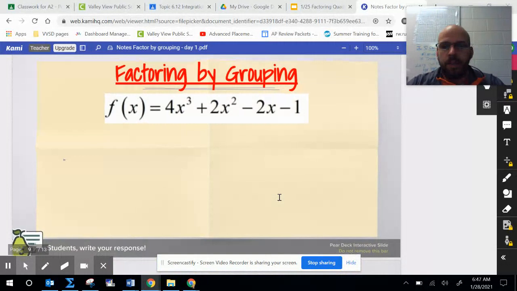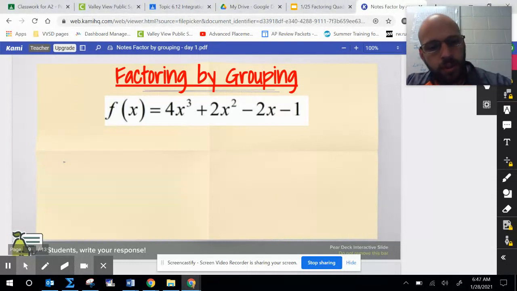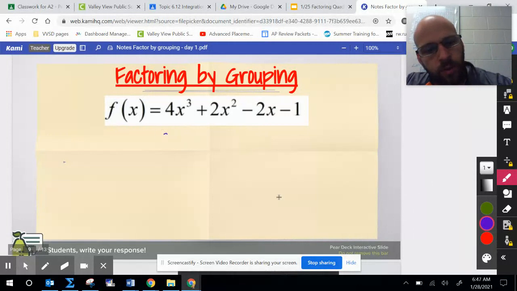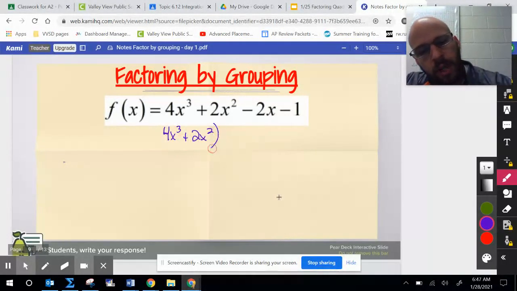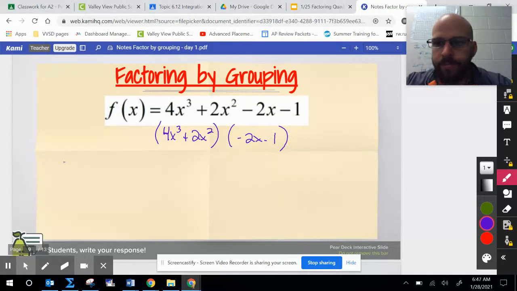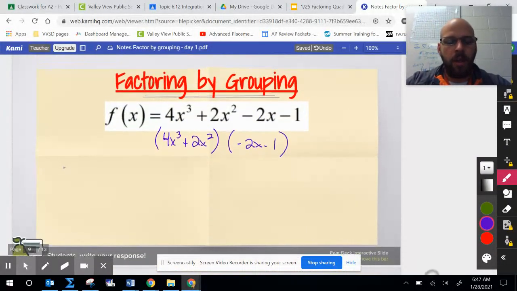And let's get going. So as you can see, for these problems that we're going to do today, I have 4 terms, okay? And what I like to do is I like to write those 4 terms and I group the first 2 and I group the second 2, okay? So that's the first step, I'm going to group them.